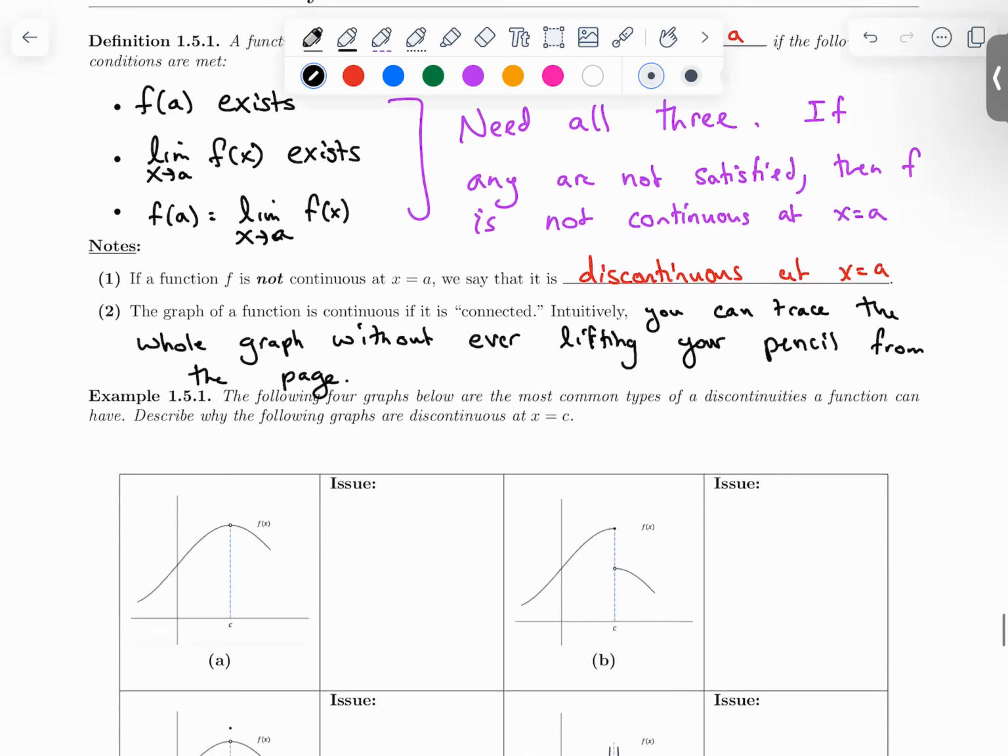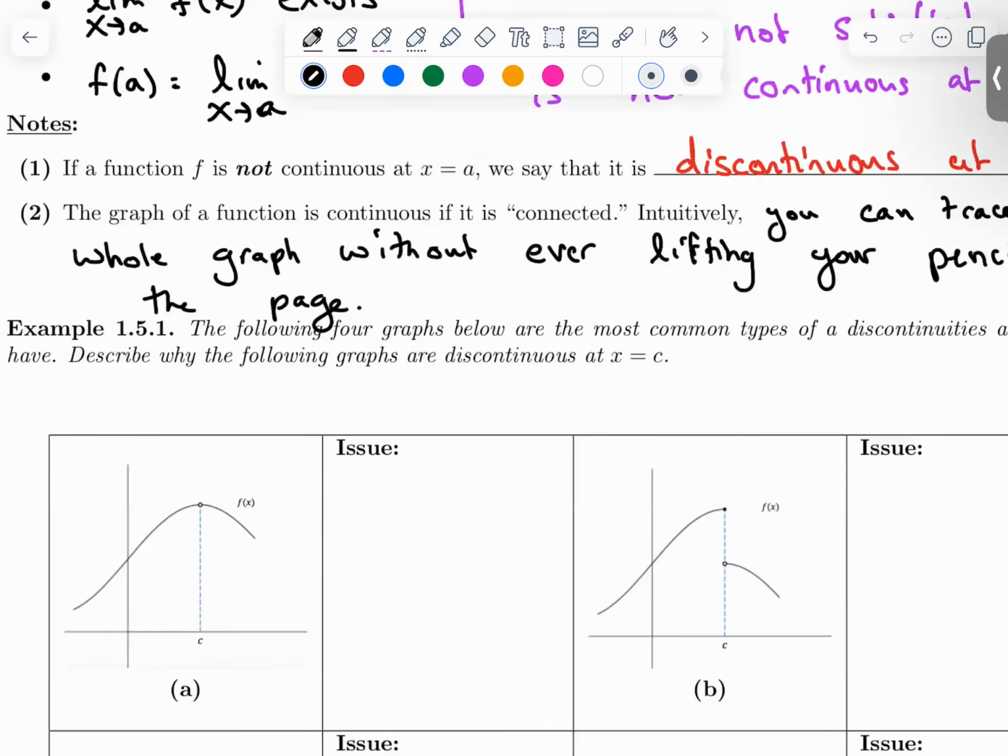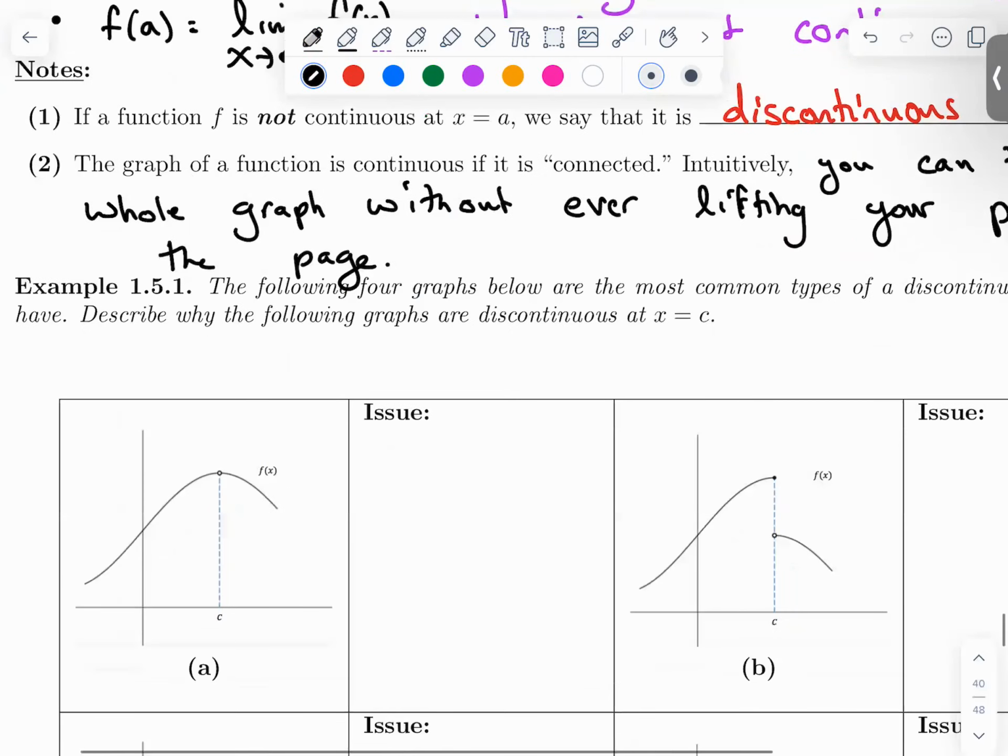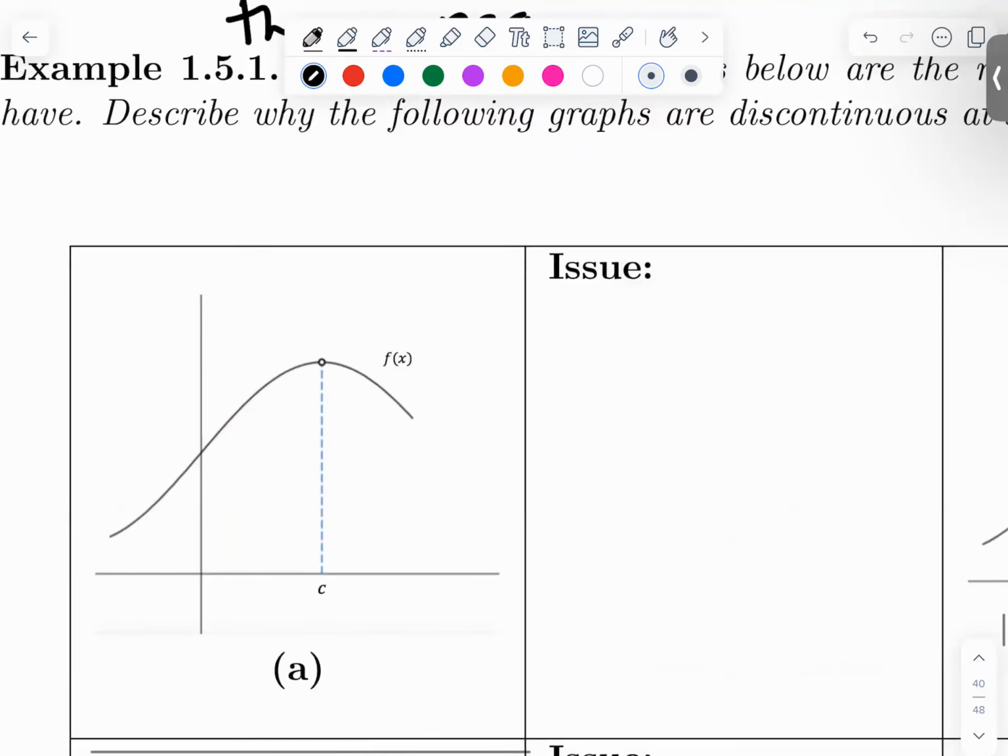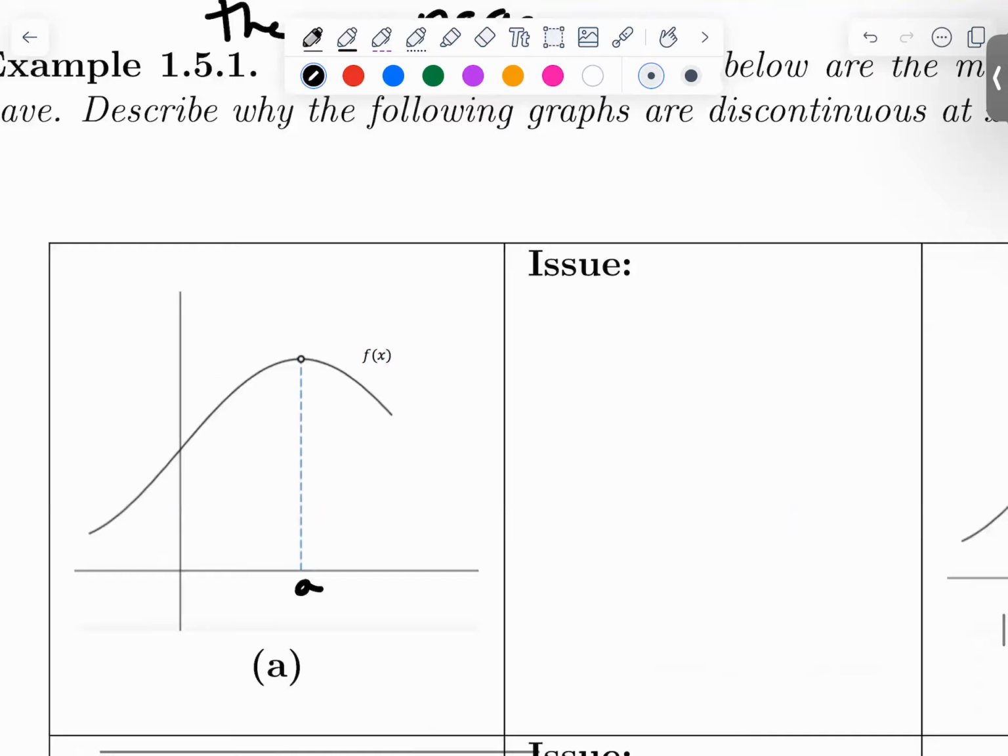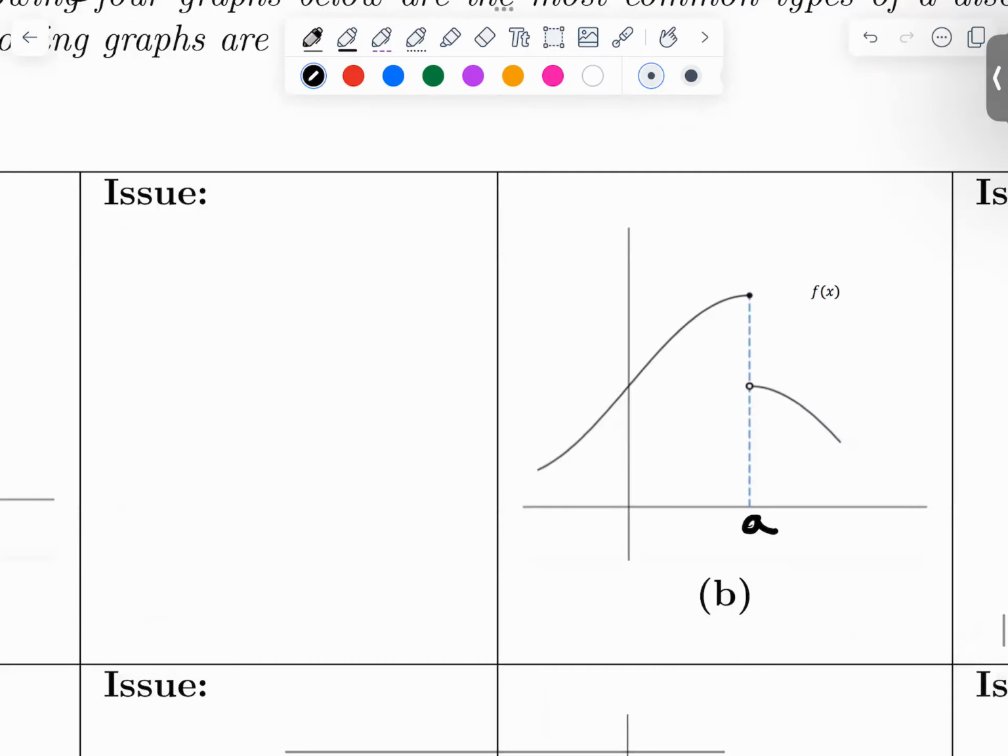Anyways, as long as you can trace it without ever lifting your pen from the page, it's continuous. So let's look at each of these ones to see what condition is being broken. So this one right here, this function is not continuous. I don't know. Why did I write C? I need to just change that. That's an A. Sorry.